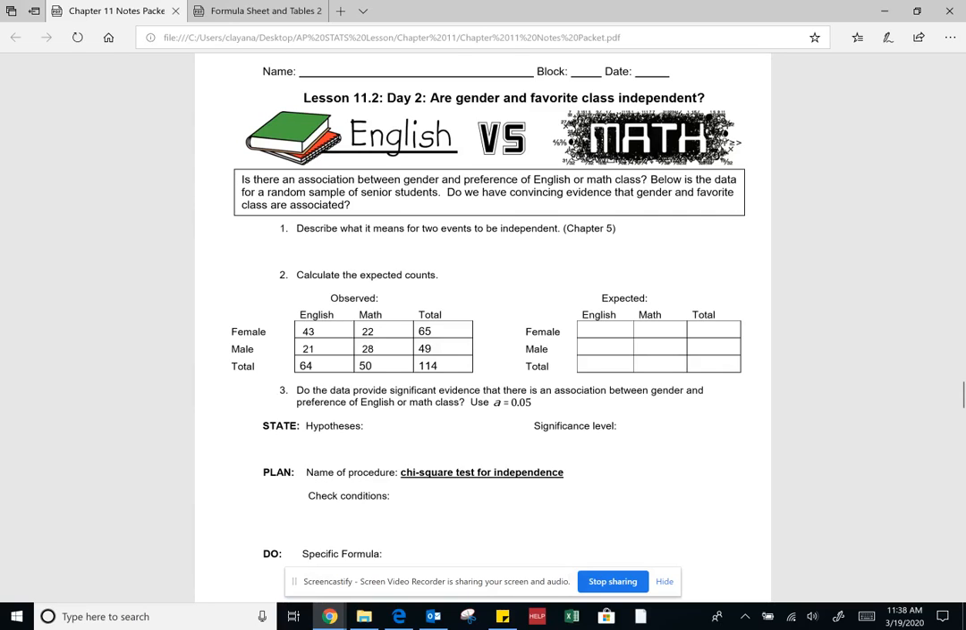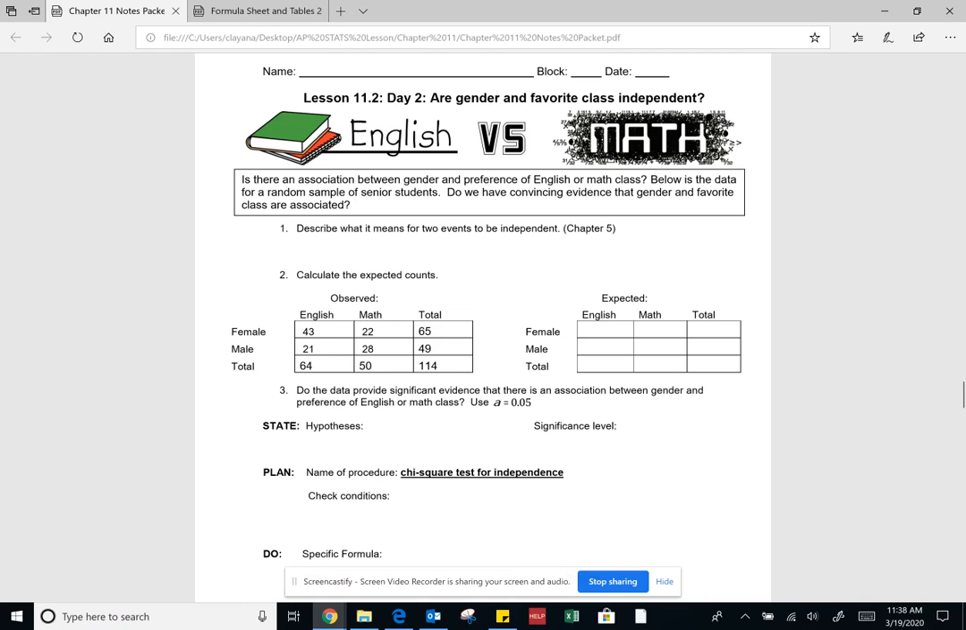Hello, everyone, and welcome to the final lesson in Chapter 11. So far, what we've learned in Chapter 11 are the chi-squared tests, and specifically the goodness of fit test and the test for homogeneity. What we're going to learn about today is the third and final chi-squared test for the curriculum, and that is the chi-squared test for independence.